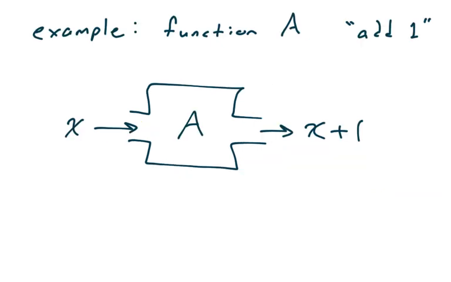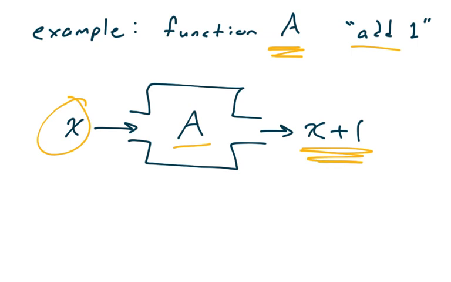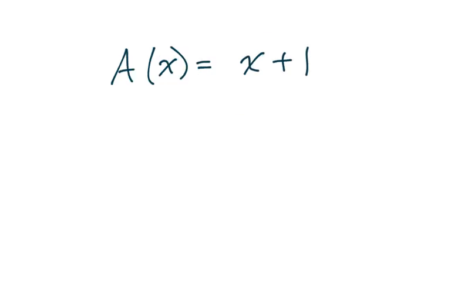Let's give an example. I have a function that I'm calling a, and a stands for add 1. So what this function does is you have an input, say called x, that you plug into your function a, and then what comes out of it is one more than what you put into it. So this function can be written as a of x equals x plus 1. This notation here is not multiplication. It looks like multiplication, but it really isn't.